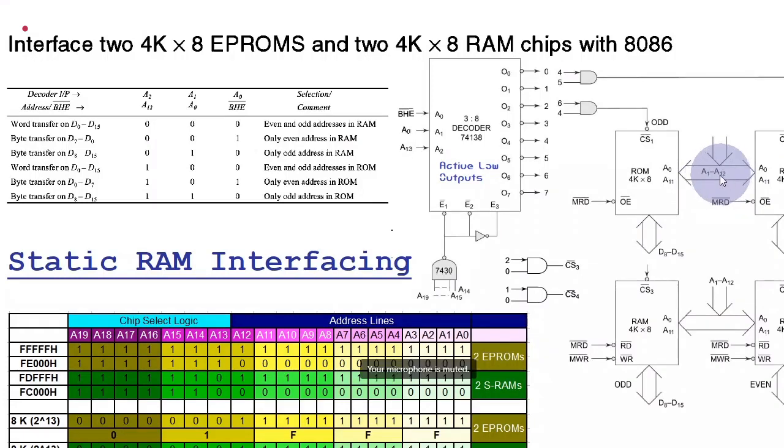Is this point understood by everyone? Why are A1 to A12 address lines connected here? Is this point understood? Yes or no?